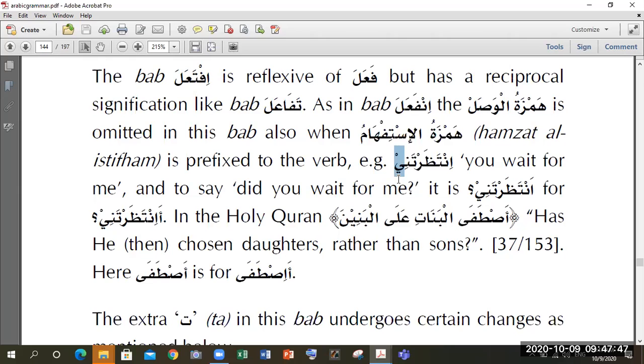So now it means me. Intazartani. You wait for me. You waited for me, right? You waited for me. Now, and to say, did you wait for me?